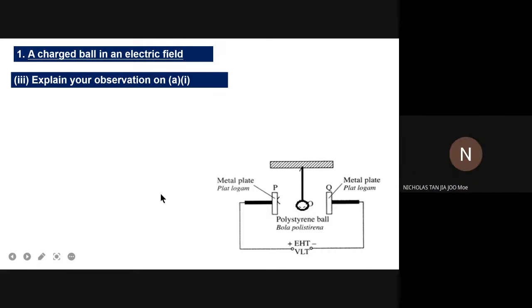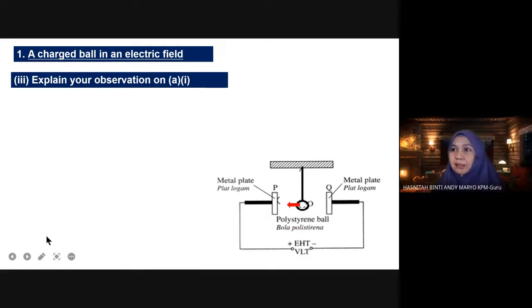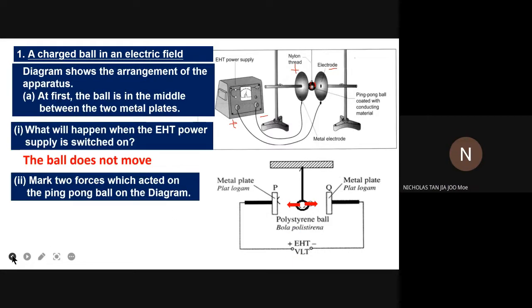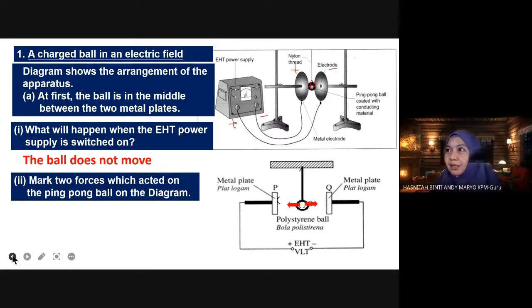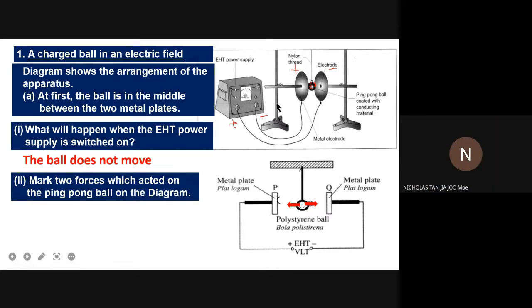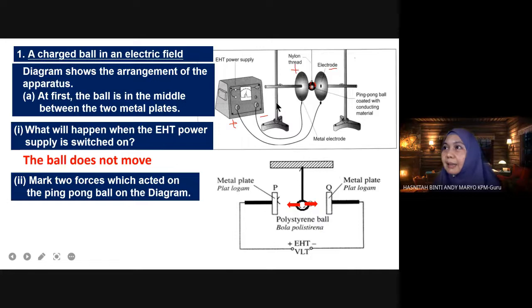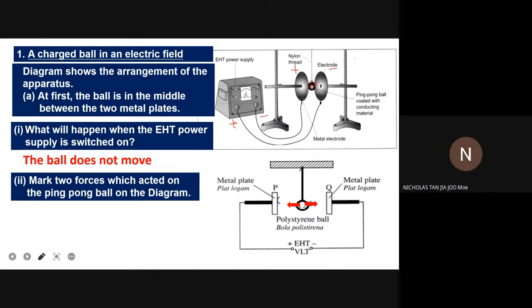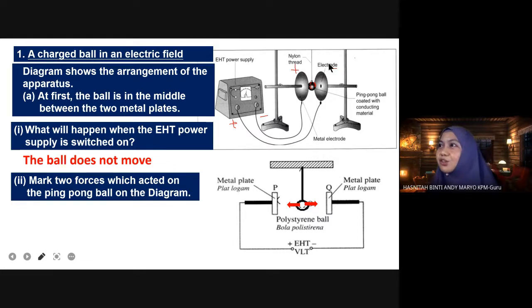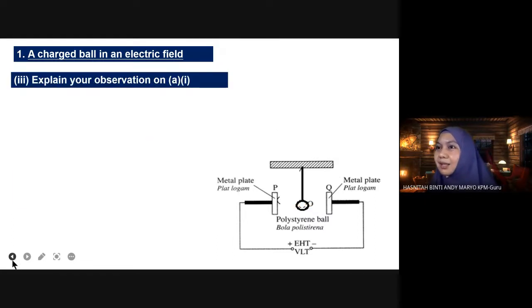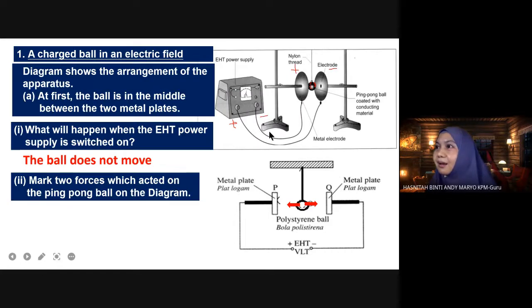Yes. Teacher, why the drawing? Which one? Just now you drew one. The EHT power supply is positive, but... Oh, sorry, terbalik. Okay, the connection. Sorry, I made a mistake looking at the connection. Okay, thank you. So this one should be positive. And this one on the left should be negative, so on the right should be positive. Okay, sorry for the wrong drawing.